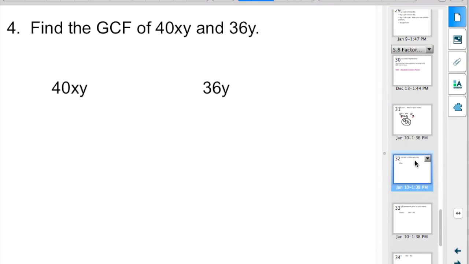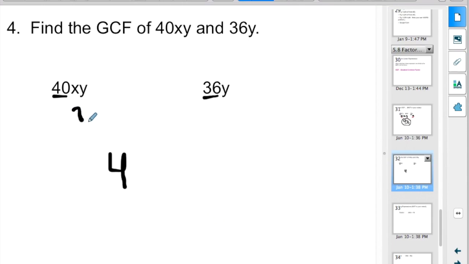Here's an example in your notes. This is number 4. It says to find the GCF of 40xy and 36xy. We're going to start the same way. 40 and 36. We're going to focus on the coefficients. I don't care how you find the GCF of the coefficients, if it's listing or with a factor tree, but I know, and I hope that you can figure out, that 4 is the GCF of 40 and 36. It's the largest number that can divide into both of them.